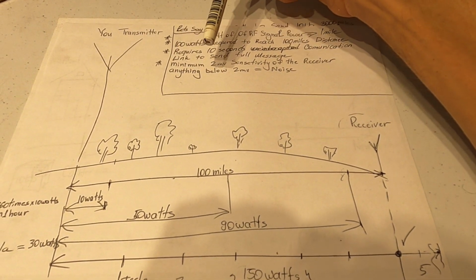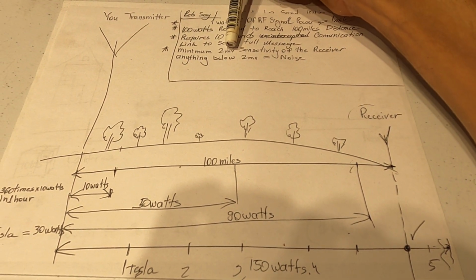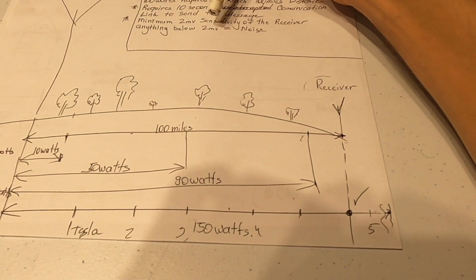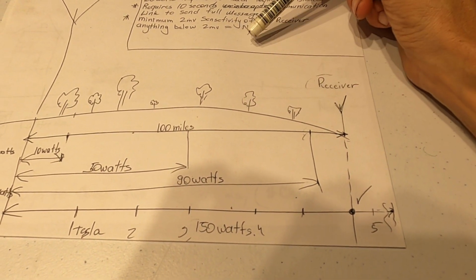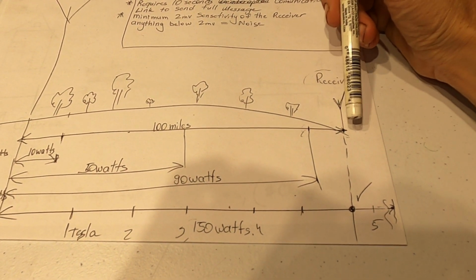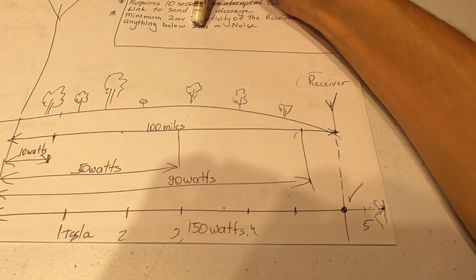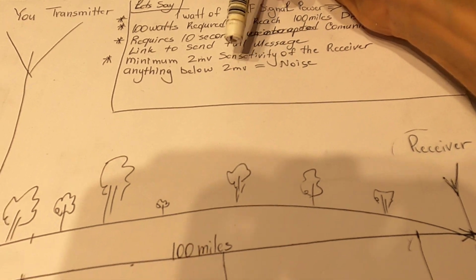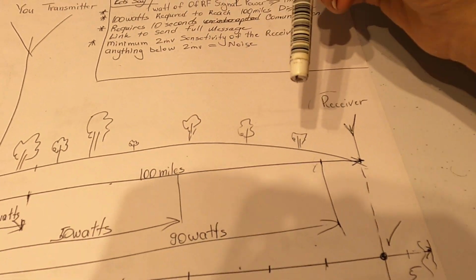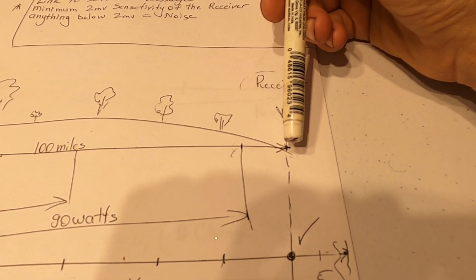Also, there is one more requirement in here. If your signal is less than 2 millivolts in power when it gets to here, it will be discarded as noise. It will not be accepted as a signal. It will be discarded as noise. Anything below, let's say 2 millivolts, this is the number, it could be 1 millivolt or around that power. If we receive less than that power at the receiver, the signal is not going to be received.